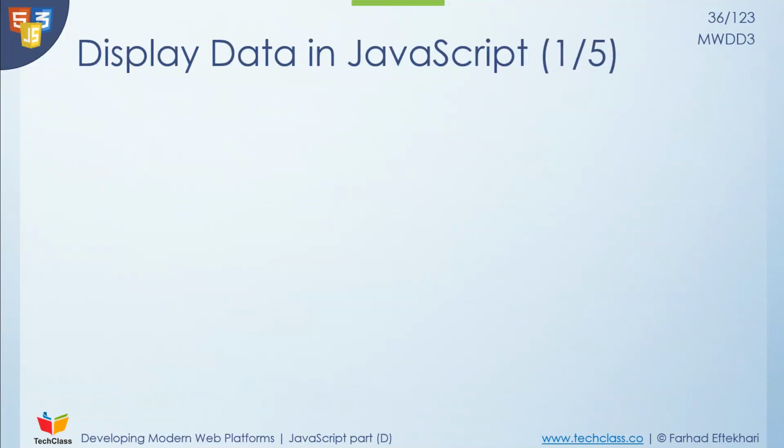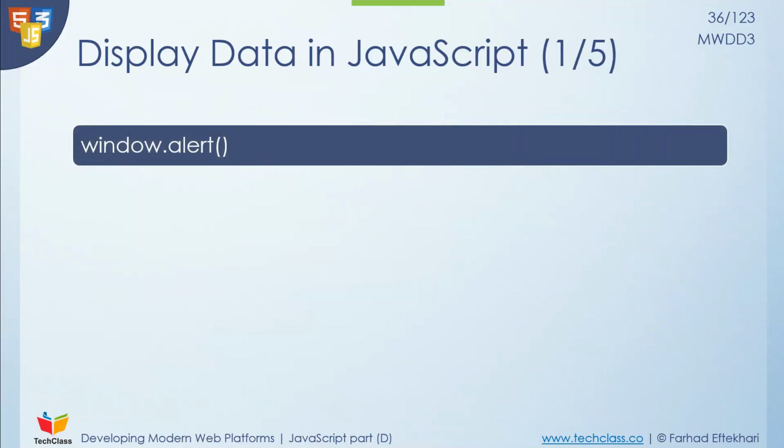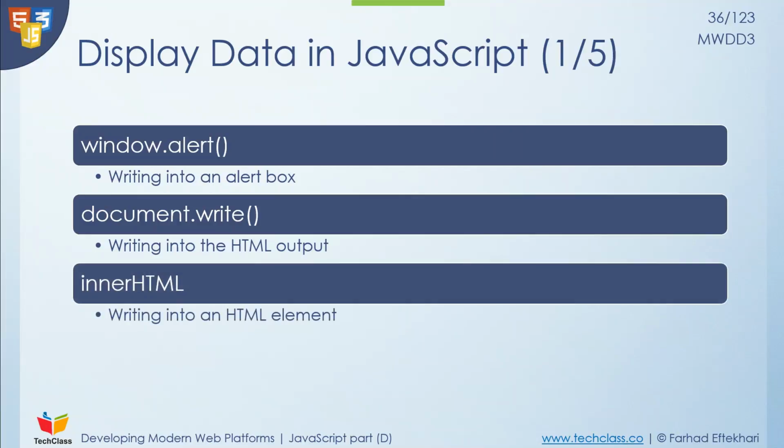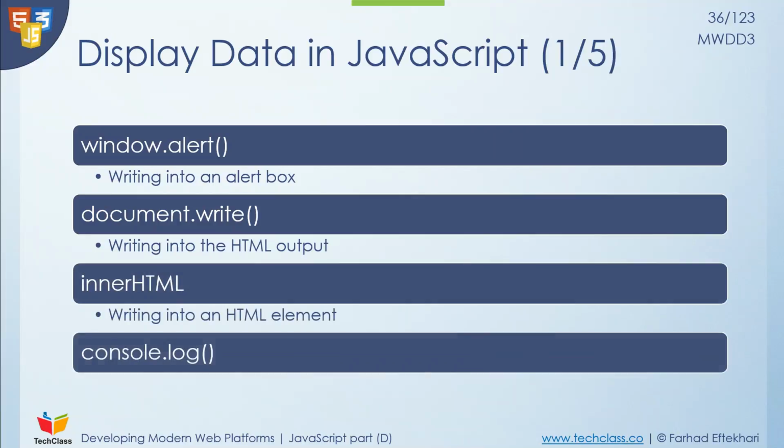Now let's discuss how we can display data in JavaScript. We can use window.alert, which writes into an alert box, or document.write, writing into the HTML output, innerHTML, which writes into an HTML element, and console.log, which writes into the browser console.